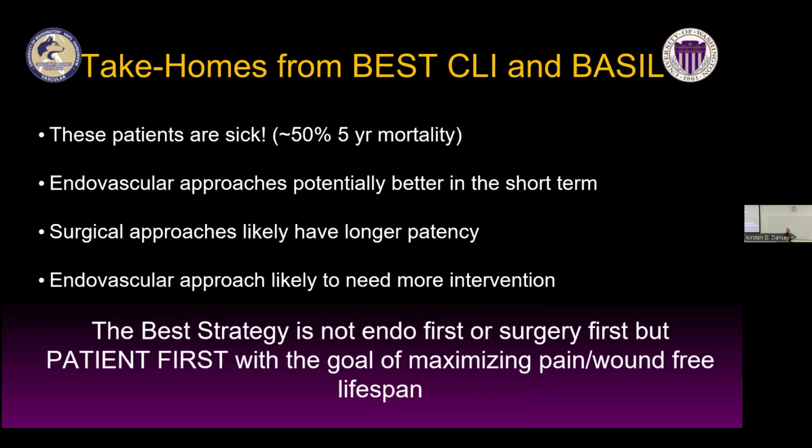So honestly, my main takeaway from both of these trials is that these patients are incredibly sick. Guideline-directed medical therapy is paramount, and endovascular approaches are potentially better in the short term, while surgical approaches often will have longer patency. I don't necessarily go endo first or surgery first for all patients. I think you really have to make a patient-directed strategy for treatment.